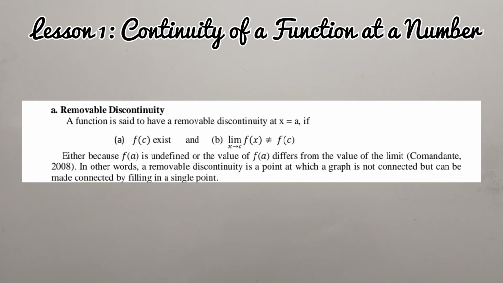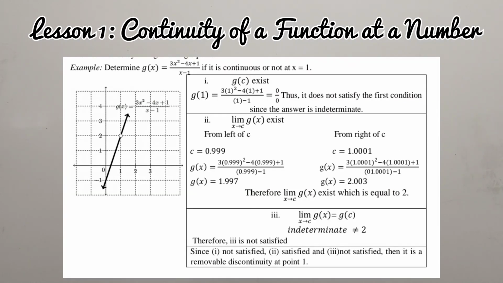Let's consider now this example. Determine if the function g of x equals 3x squared minus 4x plus 1 all over x minus 1 is continuous or not at x equals 1. The first condition, which is g of 1 exists, is not satisfied because after substitution, it is found out to be indeterminate. Even if the limit of g of x as x approaches positive 1 exists, still the first and the second conditions are not equal. Thus, it is a removable discontinuity at point 1. It is obvious on the graph that at x equals 1, there is a gap on it.